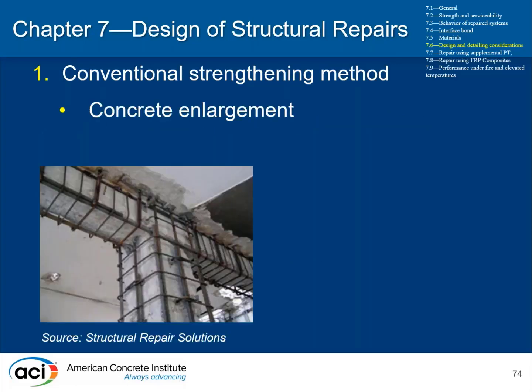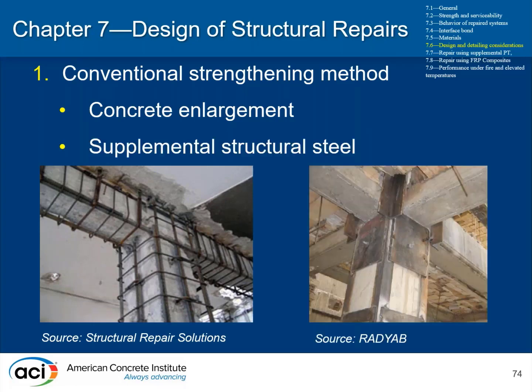So conventional strengthening methods, and I think this is the one that many times are used, either repair of the structure, again through removing material and replacing it, which might include supplementing the reinforcing steel if there's deterioration and distress, potentially creating some concrete enlargement, or in some cases adding supplemental structural steel.